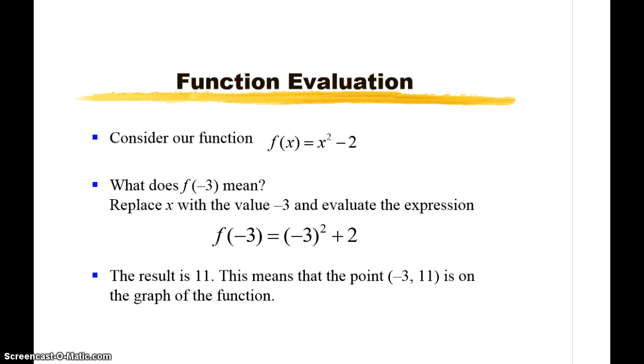We have a summary of this here on the next slide. Again, replace x with the value negative 3 and evaluate the function's rule. And what's going to happen is you're going to get the result of 7. Right, 9 minus 2, which is 7. This means that the point negative 3 comma 7 is on the graph of the function. So that's how you do function evaluation.